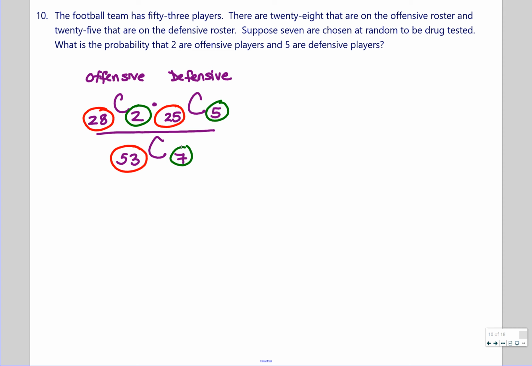So let's see. 28 choose 2 times 25 choose 5, and then we're going to divide it by 53 choose 7. And I'm going to get a probability of about 0.130. You should get that for this one. Questions on 10?